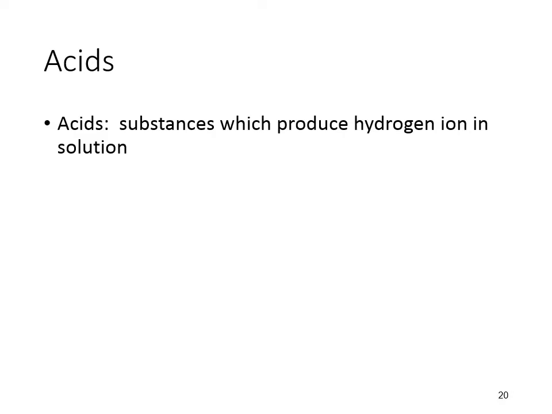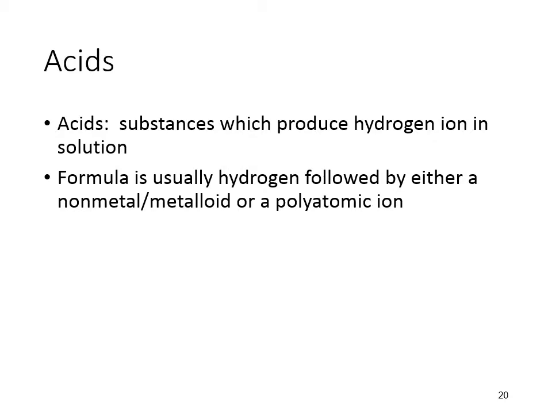Just have a couple more types of compounds I want to take a brief look at. First, acids. Acids can be defined in a variety of ways. The simplest definition, the one I'm going to look at today, is acids are substances which produce hydrogen ion when they're dissolved in solution, which usually means they've got to have hydrogen in them. Most common inorganic acids can be easily recognized by the fact that you've got hydrogen followed by a nonmetal or a polyatomic ion.